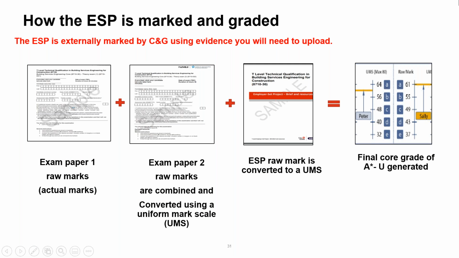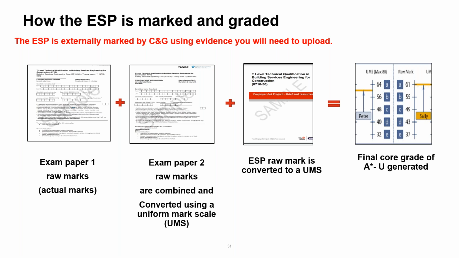So this is my attempt to explain, at a really high level, how the overall core grade is generated. I don't really want to spend a huge amount of time on it because you don't actually mark it, but I really think it's helpful if you know how it's marked.